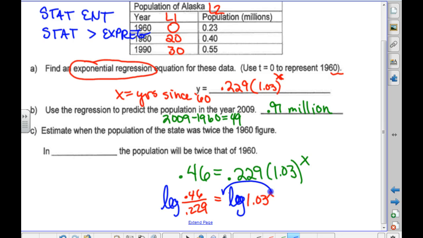And then you'll end up dividing one more time because the x is out in front now. So if you didn't want to have to round anything, it would be log of 0.46 over 0.229, which is ridiculous because we already rounded those numbers, divided by the log of 1.03. And you would have to add that to 1960.